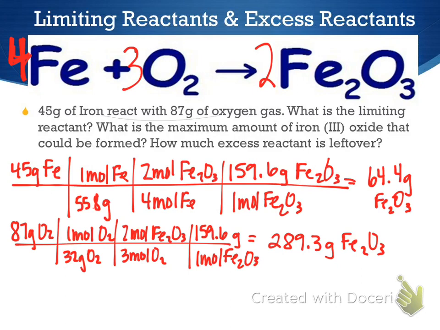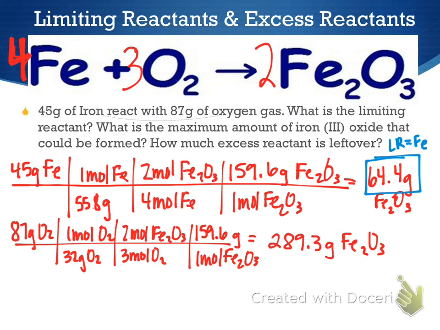So that means our limiting reactant is which compound? Good. Limiting reactant equals iron. And what's the maximum amount that could be formed? 64.4 grams. Okay, so that answers 2 parts to our question. Are we good with that part so far? Okay, so now it wants to know how much excess is left over.